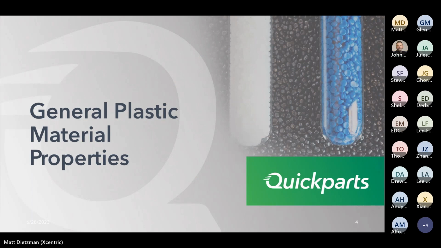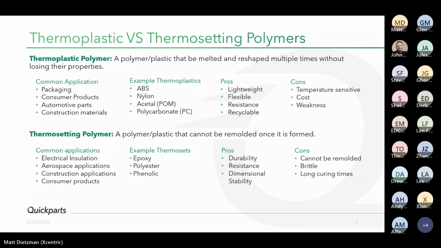All right, so we're just going to get to general material properties. When it comes to plastic, there's really two main types of polymers: thermoplastics and then thermosets. At Quick Parts, on the injection molding side, we only run thermoplastics. A thermoplastic essentially is a polymer that can be formed, melted, and then reshaped again without really losing its properties.